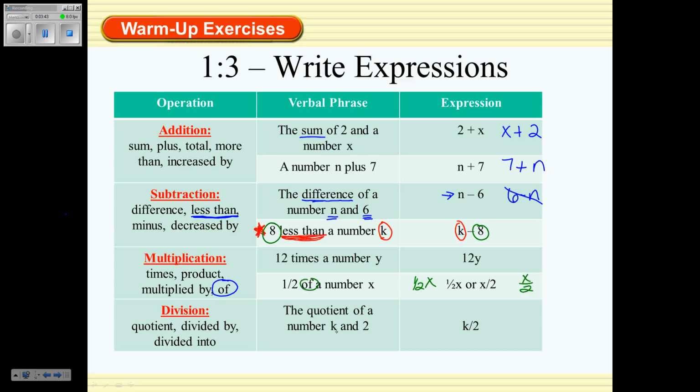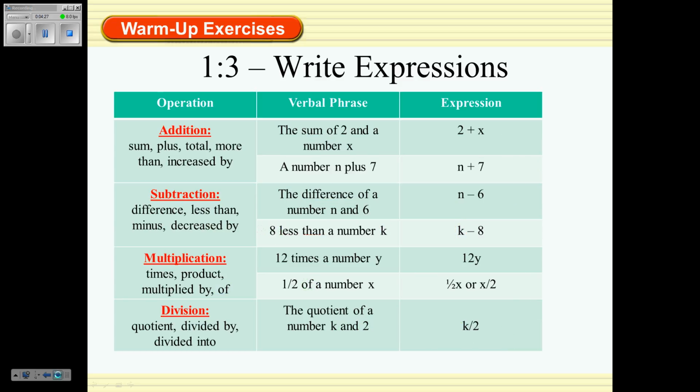The quotient of a number k and 2. Again, the quotient, whatever comes first, is going to be on the top of the fraction, and whatever comes second will be the denominator of the fraction. Okay? So the quotient of a number k and 2. Now, you can write it like this. Okay? k divided by 2. But as algebra students, we need to get in the habit of writing them as fractions. k divided by 2. Or like this. k divided by 2. That's how we need to get in the habit. This is a division problem, just as this is a division problem. Okay? All right, moving on.